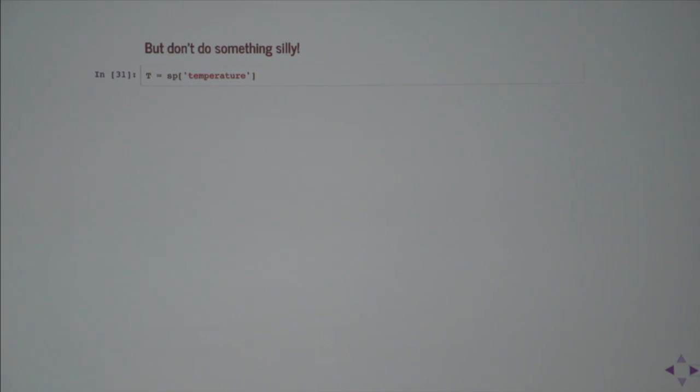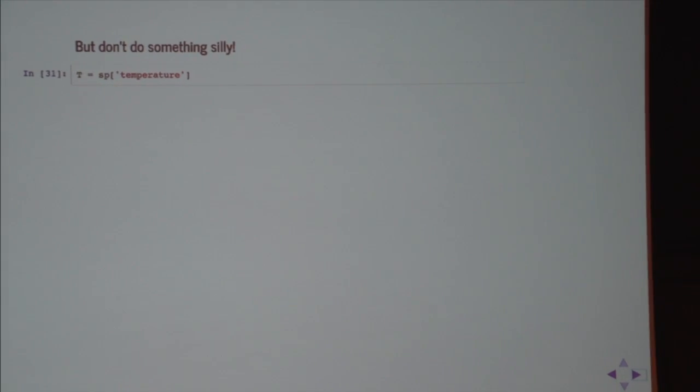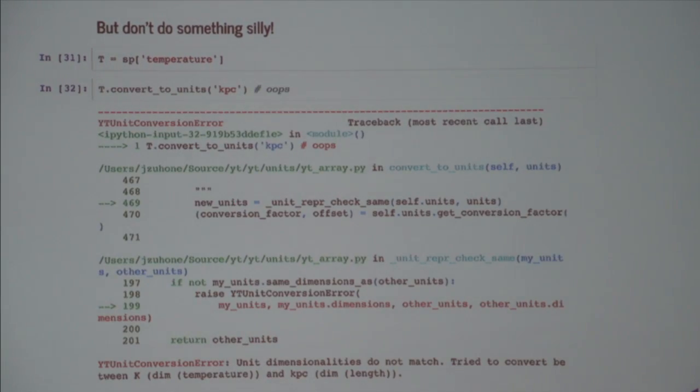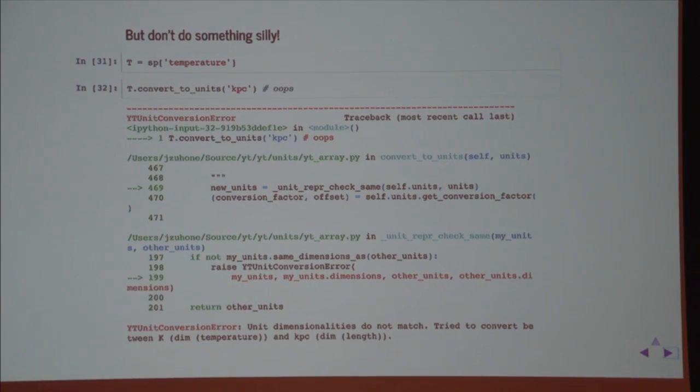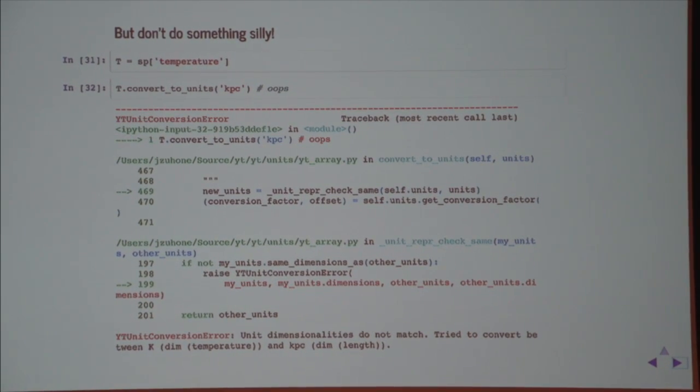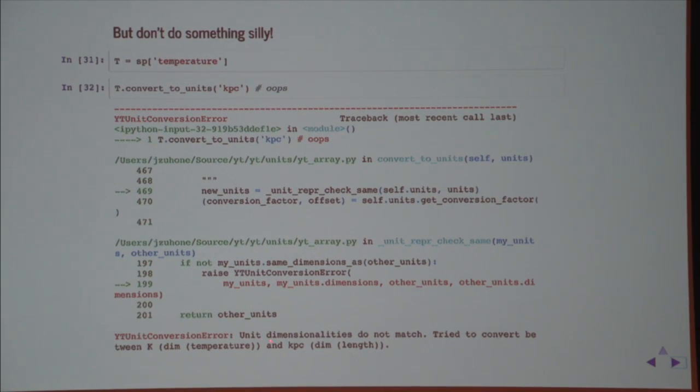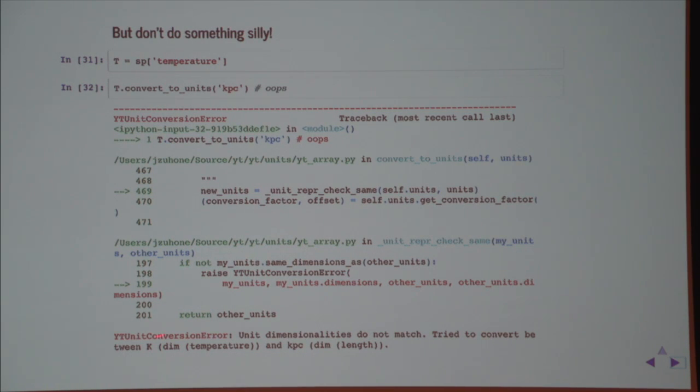But don't do something ridiculous. What would something ridiculous look like? Maybe this. Say I want the temperature from a sphere, and convert that to kiloparsecs. If I try to convert temperature to kiloparsecs, it will say unit dimensionalities do not match: try to convert between K, dimensions of temperature, and kiloparsec, dimensions of length. So it's smart enough to realize when you accidentally had a typo or something.